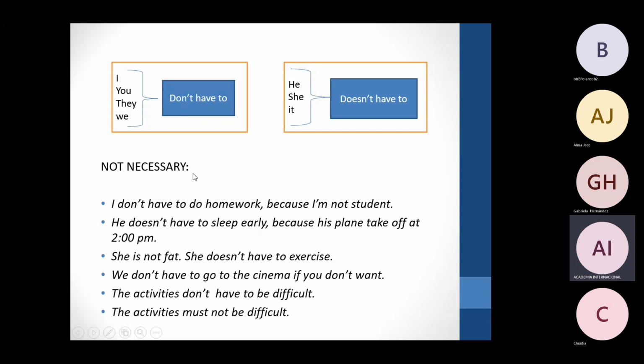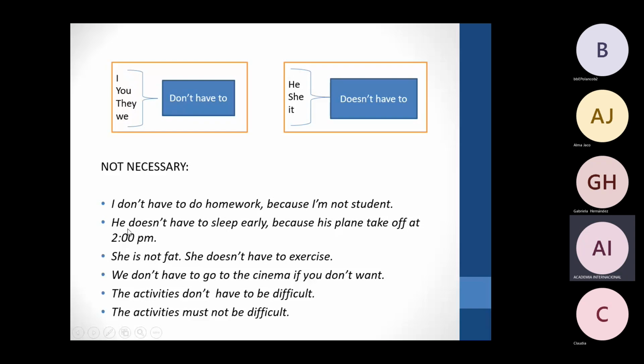Entonces, aquí viene la palabra not necessary. Entonces, no es necesario. I don't have to do homework because I'm not a student. Entonces, no es necesario que haga tareas porque no es estudiante. Entonces, I don't have to. Cuando es negativa, es cuando algo no es necesario.